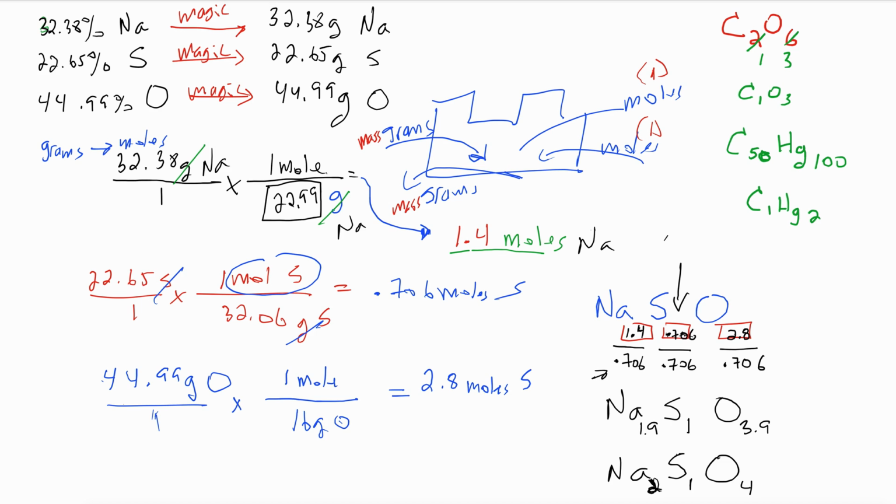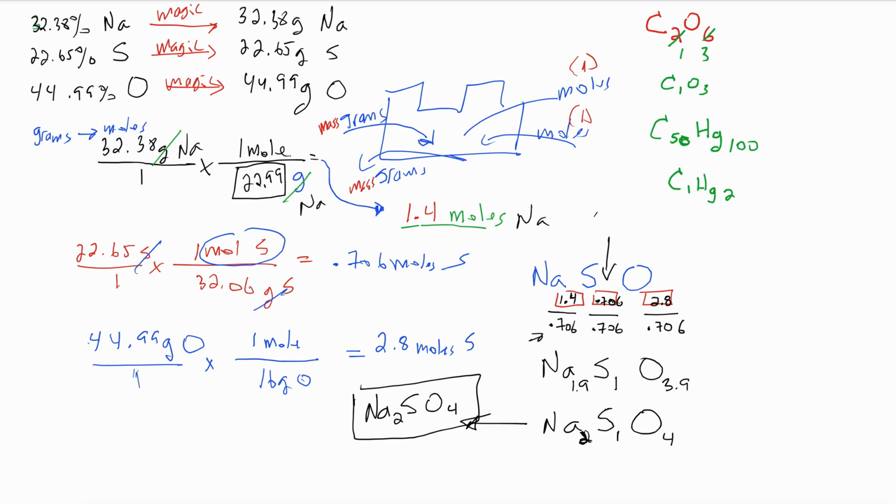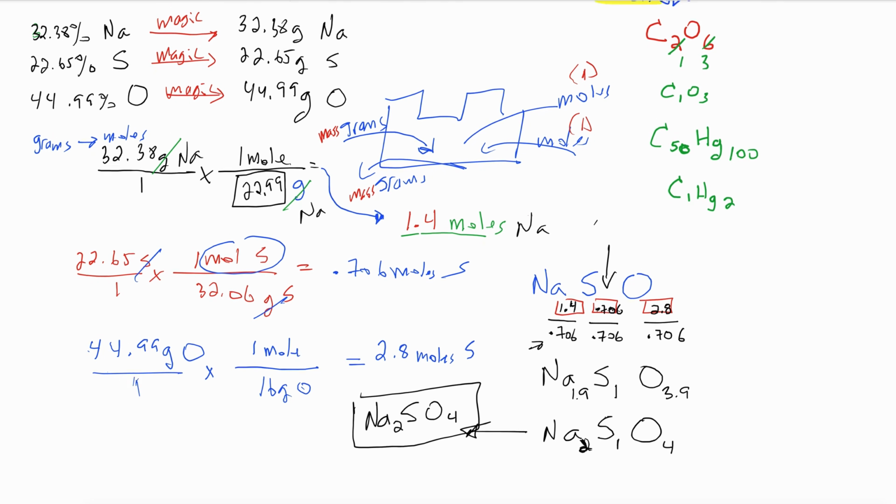4. So what is the empirical formula? It's Na2S. Do you need the subscript on the S? No? O4. Let me check that one. Yep. So it's Na2SO4. That was not easy, by the way. The first part was easy. The magic part. Hold on a second.